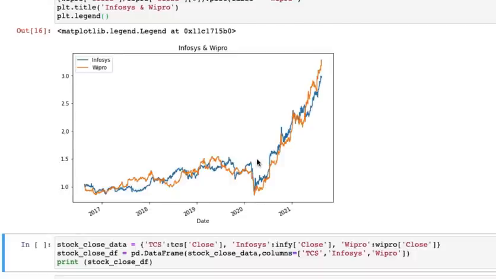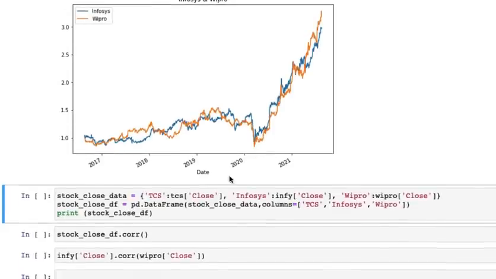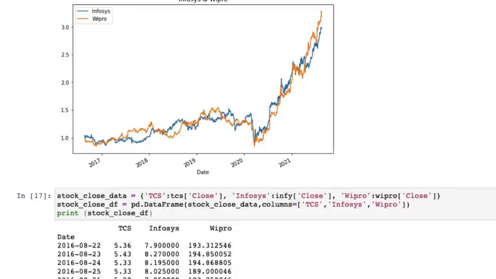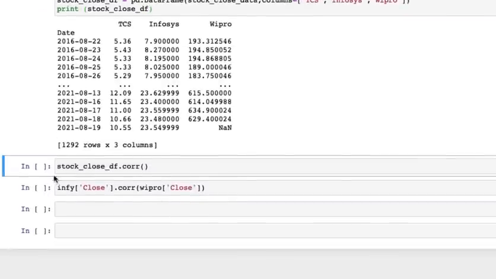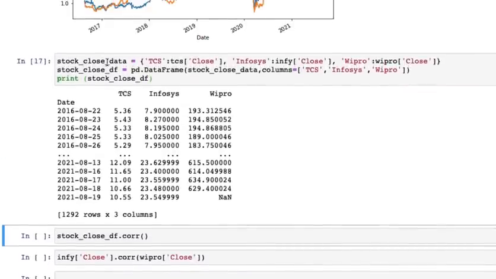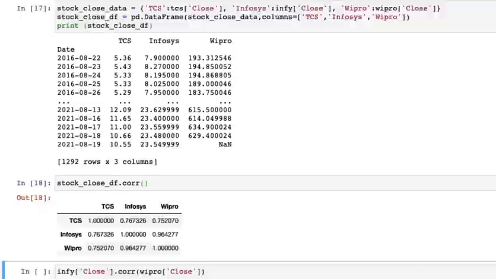To achieve that, we'll need to make a data frame out of the closing prices. So we are using TCS closing, Infosys closing, Wipro closing to make a data frame. And we can see that the data frame has been built. So let's just use the data frame stock_close_df which we have made, dot corr. It would give us the correlation matrix.